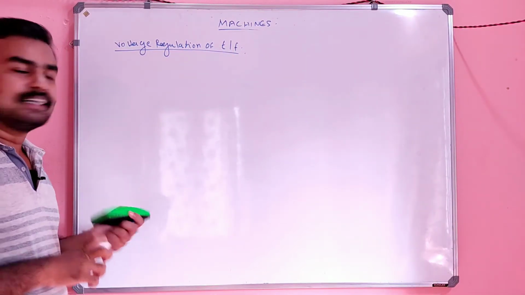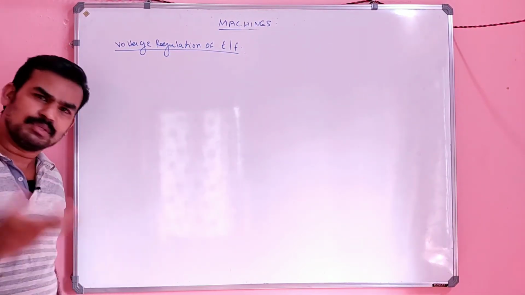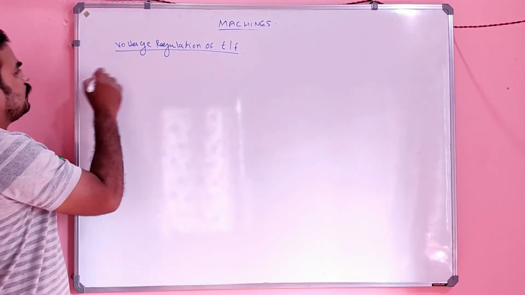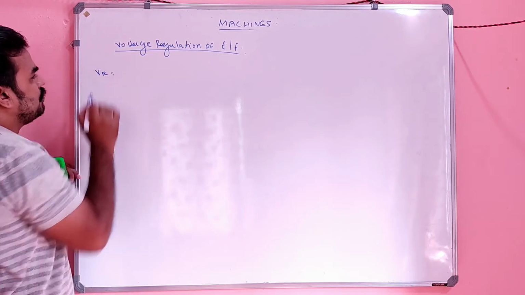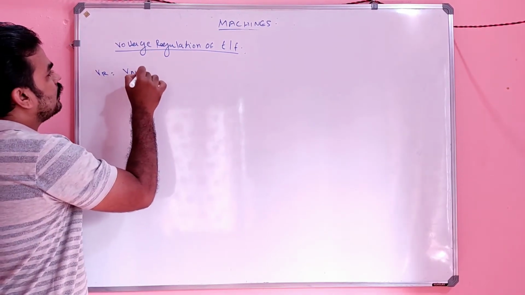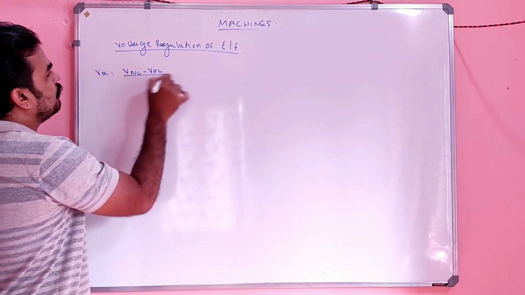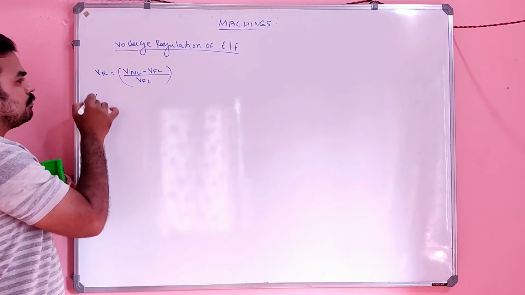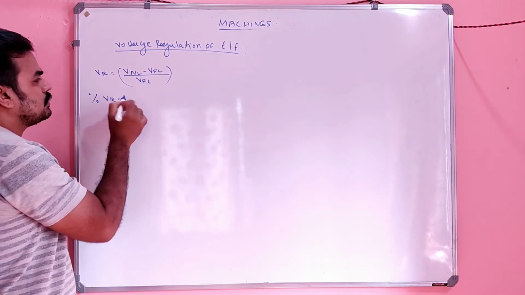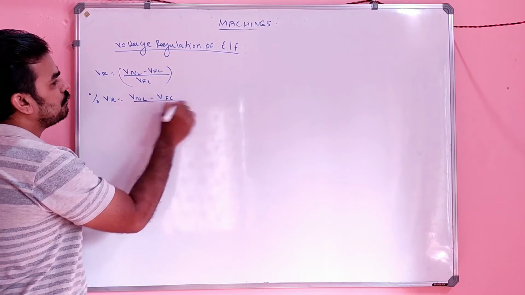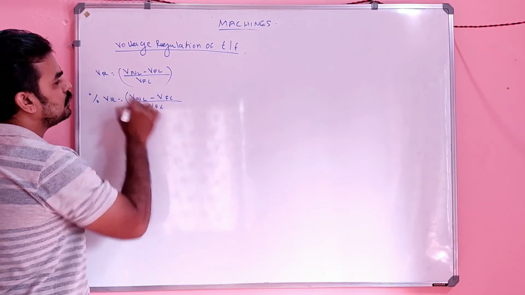You heard the term voltage regulation, right? The voltage regulation of a transformer, let it be VR, is represented as (VNL minus VFL) divided by VFL. Or in other words, percentage voltage regulation is equal to (VNL minus VFL) divided by VFL into 100.